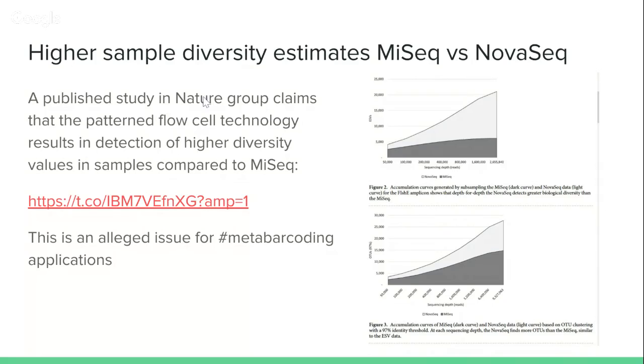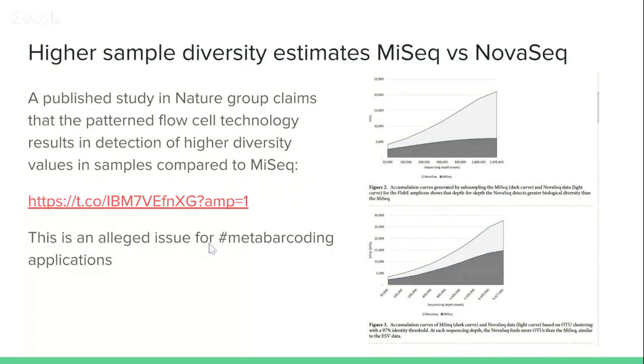So a published study in Nature group claims that the pattern flow cell technology results in detection of higher diversity values in samples compared to the MiSeq. So the pattern flow cell of the NovaSeq works differently to the non-pattern flow cell in terms of knowing where the nanowells are in the flow cell and imaging them, expecting the wells to be in a specific place, compared to the random clustering flow cells where you really don't know where the clusters will grow, and so you have to first take a few pictures and find out where the clusters are to then determine the boundaries of each cluster.